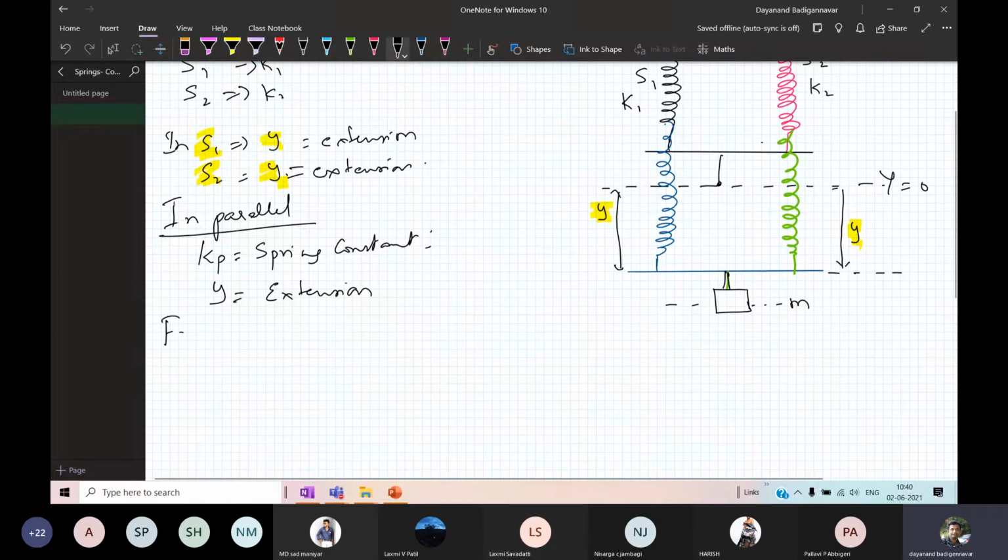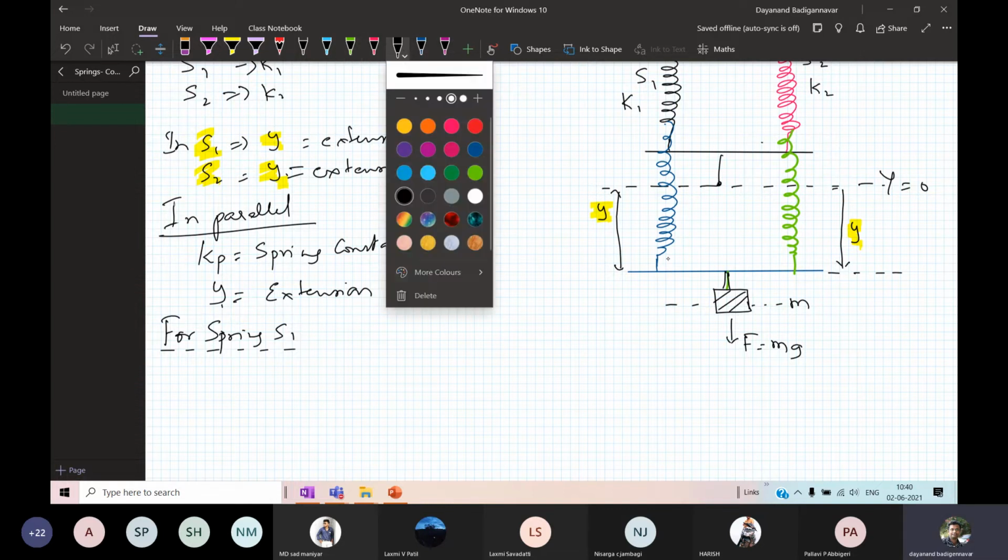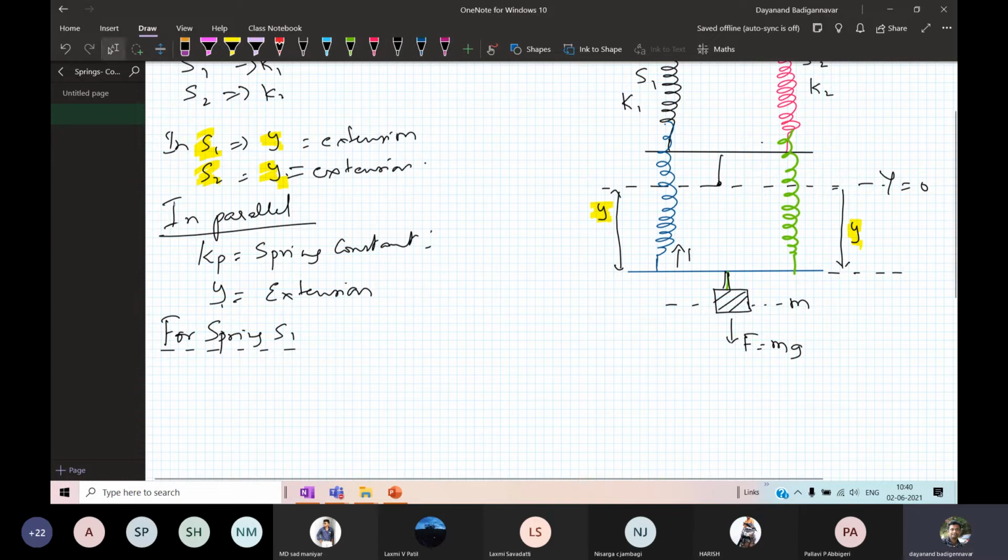So for the first spring, as you have done in the last part, it is simpler than this. For spring S1, look at the spring S1. What is the mass that you have hanged? The force acting in the downward direction is F equal to M into G. The same mass is common to both the springs S1 and S2. You are getting the point. So therefore, the restoring force generated here is FR1. This is the restoring force that is generated in the spring S1.